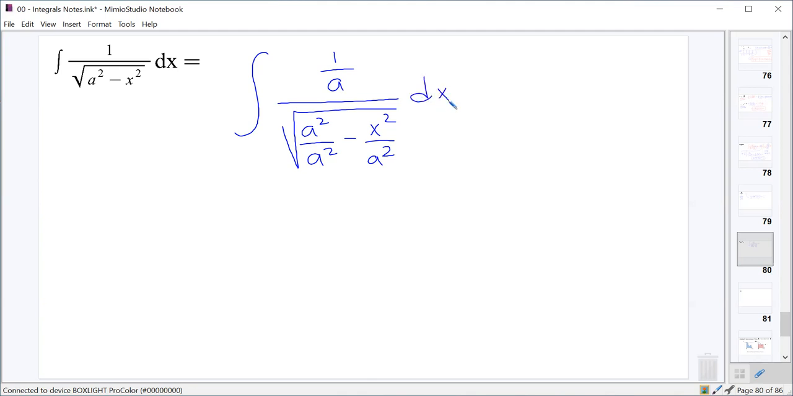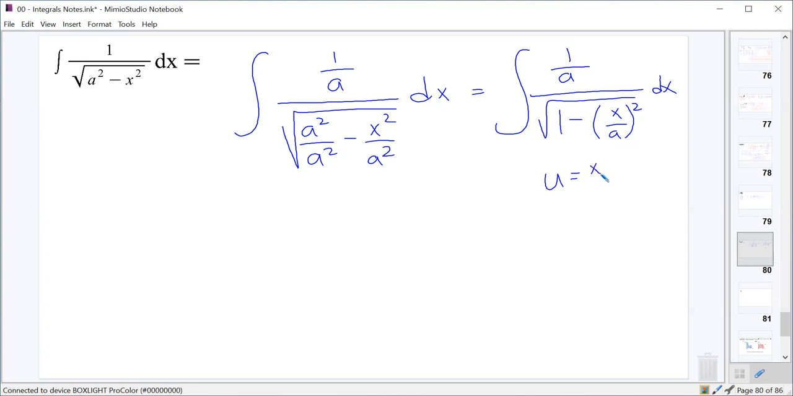And if we follow that same trajectory as the last problem, this ends up being an integral of 1 over a over the square root of 1 minus, then again, x squared over a squared is just x over a squared. And we're going to make the exact same u substitution. We're going to let u equal x over a, so that du is just 1 over a dx, which we can see is sitting right here in the numerator of our integrand.